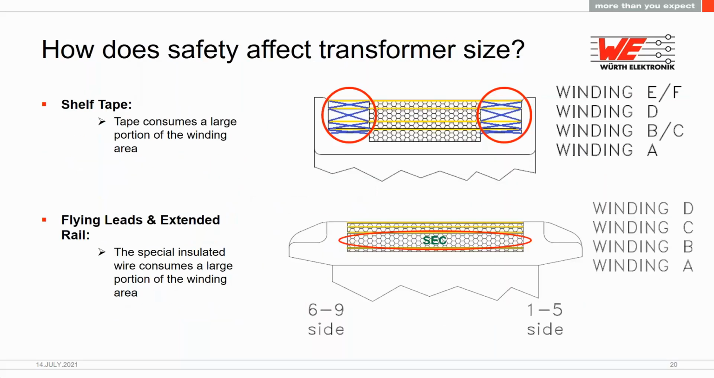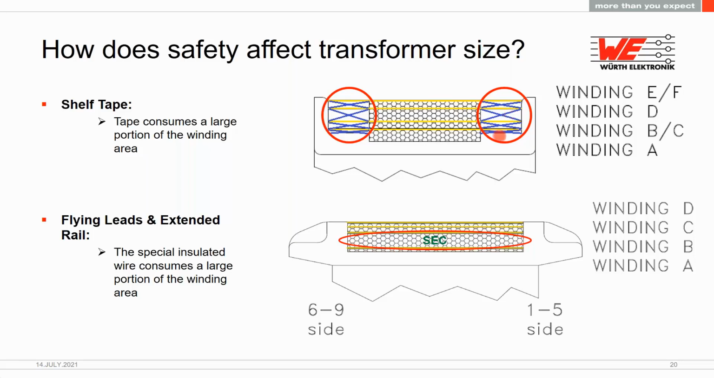As I said, a functional insulated transformer would use standard enamel coated wire on all windings with no shelf tape. When we increase the insulation grade and use shelf tape to meet safety, we'll now consume a large portion of the winding area with these shelf tapes. As I mentioned earlier, reinforced insulation, for example, could require 4 to 6 or 4 to 8 millimeters on both sides of this bobbin. It's easy to see how possibly 50% of my winding area on the bobbin could be consumed with just tape used to meet the safety.